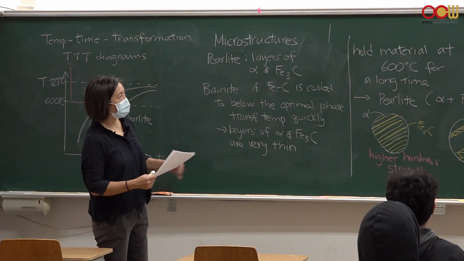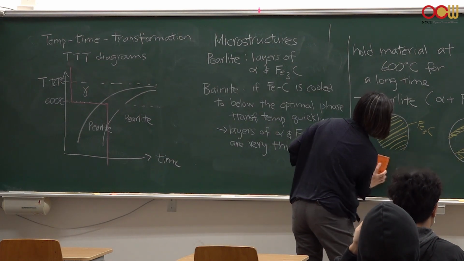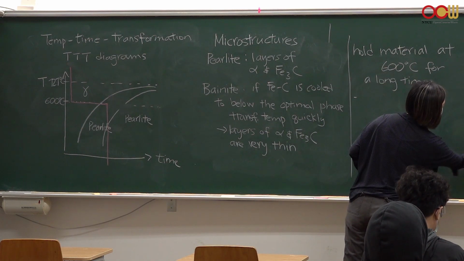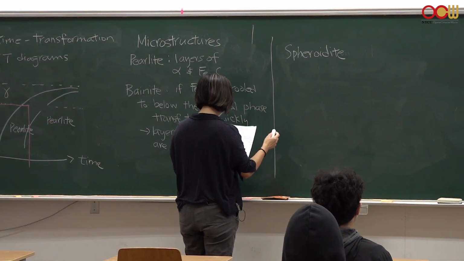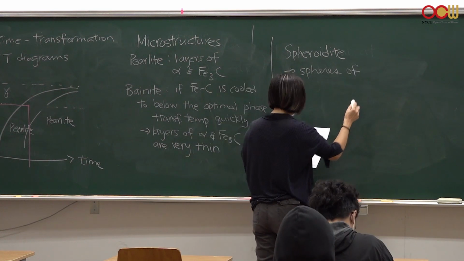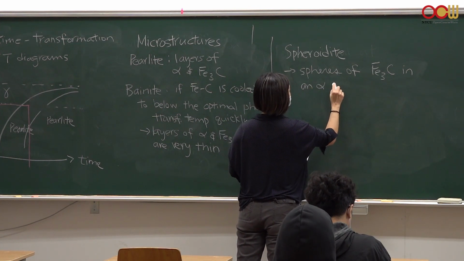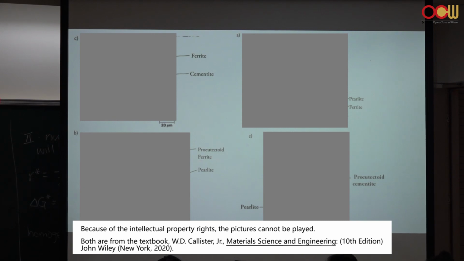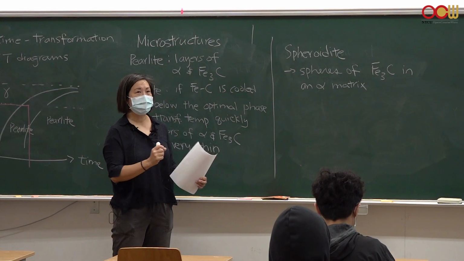So how would you know? Okay, well, let me get back to that. So that's bainite. So very, very fine layers. You almost can't see them unless you use a very high-powered microscope like an SEM, scanning electron microscope. There's another kind of microstructure, and these are spheres of Fe3C in an alpha matrix. So we actually don't have any spheroidite in this picture, but you get alpha. Most of the places is alpha, and then you get little spheres of cementite.